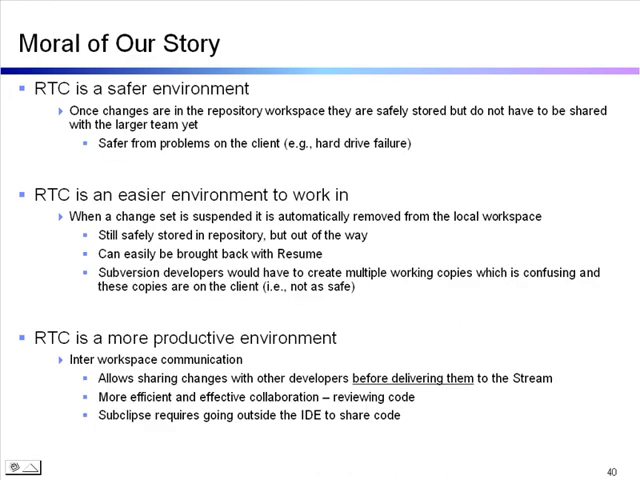So the moral of our story today is Rational Team Concert is a safer environment. Once changes are in the repository workspace, they are safely stored, but they don't have to be shared with the rest of the team yet. So they're safe for problems such as a hard drive failure on the client side. Rational Team Concert is an easier environment to work in. When a change set is suspended, it's automatically removed from the local workspace. It's still safe on the repository, but it's out of the way, and it can easily be brought back with the resume command. Subversion developers will have to create multiple working copies to keep things straight, and they're all on the client side, so they're not as safe.